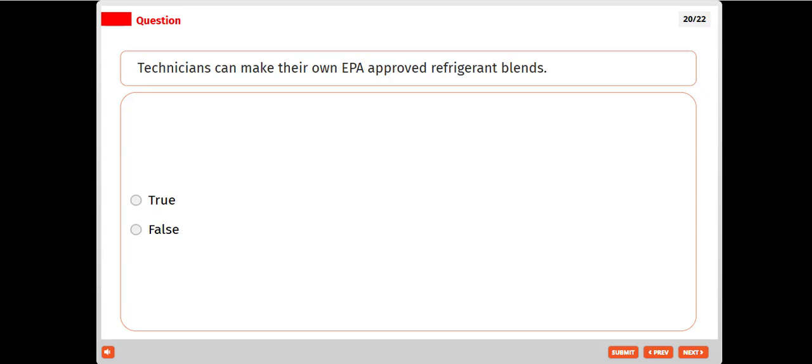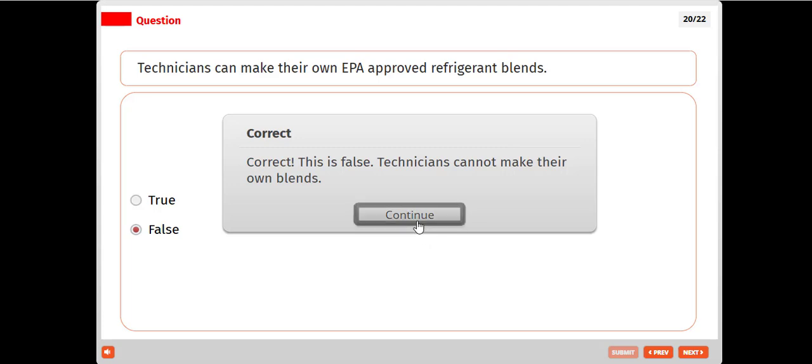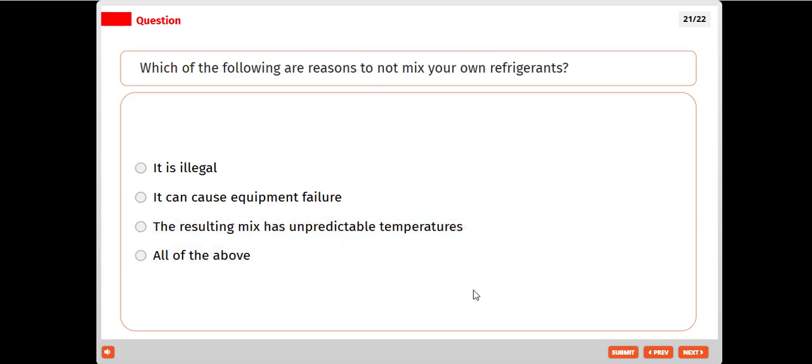The technician can make their own EPA approved refrigerant blends. False. Which of the following are reasons not to mix your own refrigerant? It is illegal. It can cause equipment failure. The resulting mixture has unpredictable temperature. All of the above.